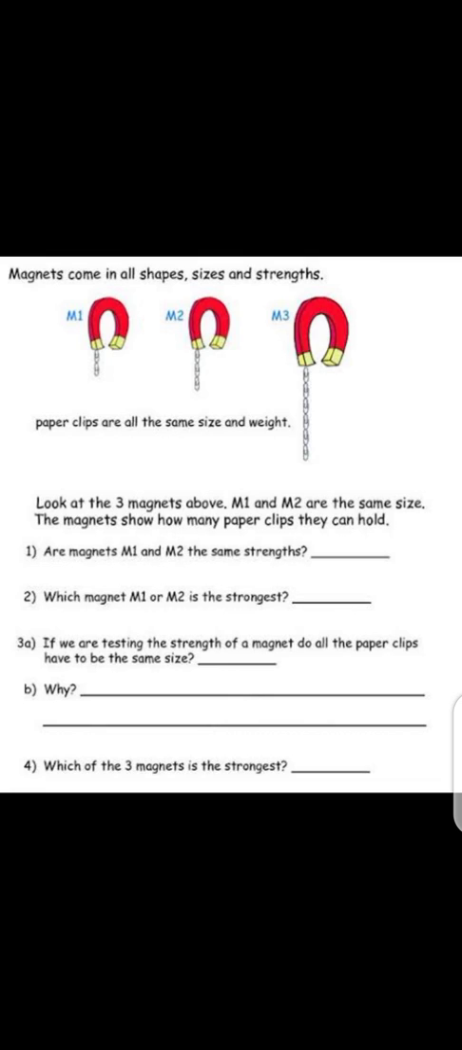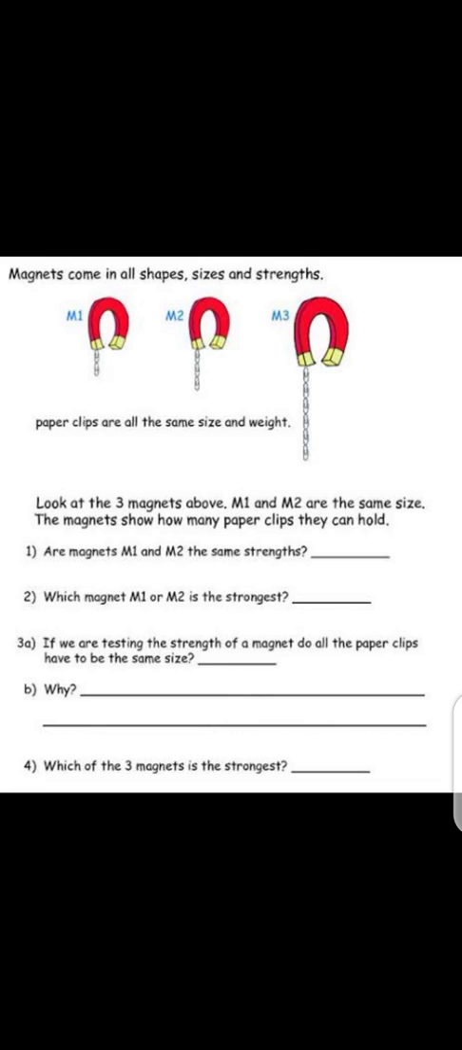But actually that's not the case. You can see that M1 is holding 2 paper clips, however M2 is holding 3 paper clips. So this means that though they have the same size, they don't have the same strength. So the size doesn't really matter. But if there is a conspicuous increase in size, like let's say you've got M3 and it's such a big magnet, you can see that it is holding 6 paper clips.